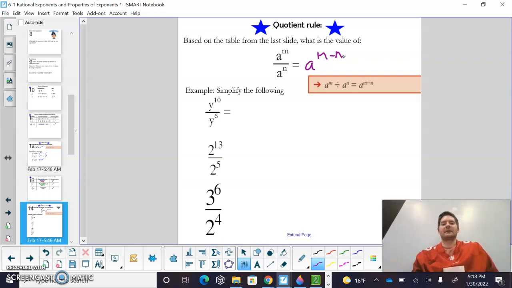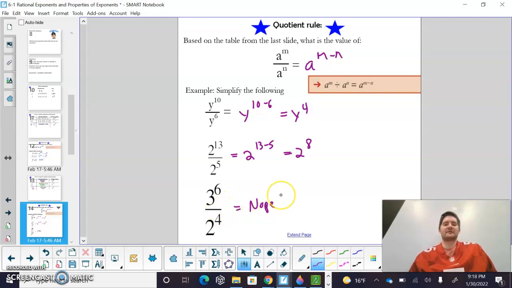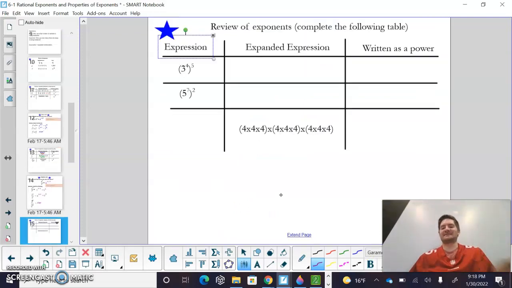Simplify the following. y to the 10th divided by y to the 6th. What I'm writing on the screen now is y to the 10 minus 6, which is going to be y to the 4th. 2 to the 13th divided by 2 to the 5th. Again, on my screen, it's just 2 to the 13 minus 5, which is going to be 2 to the 8th power, as I've written on the screen. And again, 3 to the 6th divided by 2 to the 4th. Well, that's just not going to happen because the bases aren't the same. Again, all these rules need to have the same base.